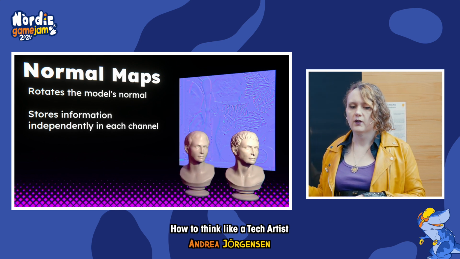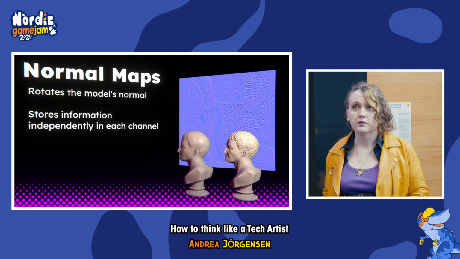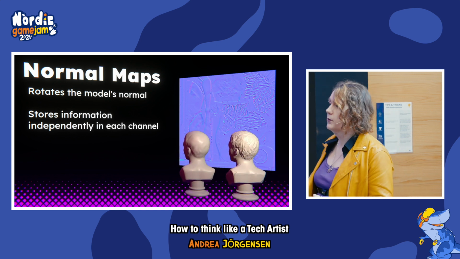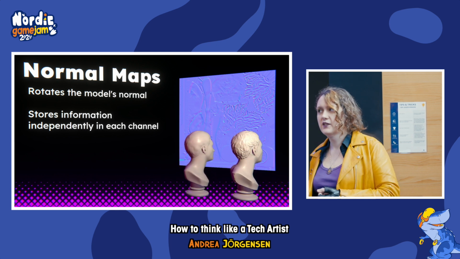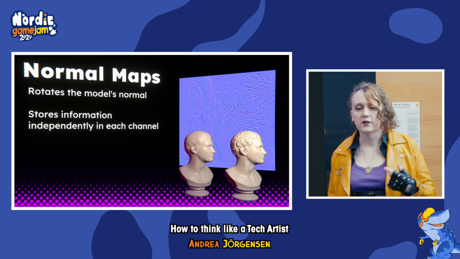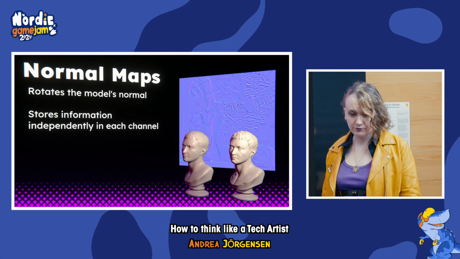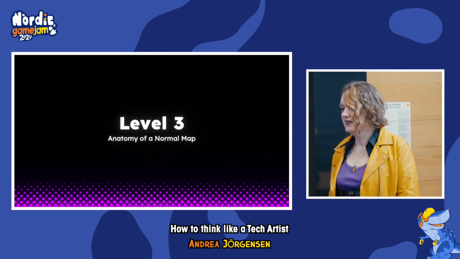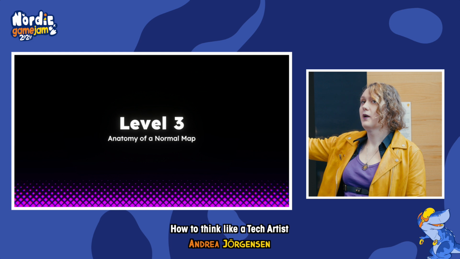It's also a technique that we're going to use to save on texture memory, for example, by packing other kinds of information into the different channels of your texture, by packing maps together like roughness or metalness or ambient occlusion into one texture. Everyone's done this, I'm sure. That's where we're getting to now, basically, with the anatomy of a normal map in level 3.